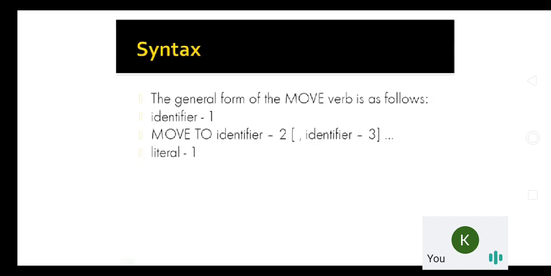This is the general syntax, or general form, that we have for MOVE: MOVE identifier 1 or literal 1 TO identifier 2, identifier 3. Using this MOVE TO verb, we move the value between identifiers, or from one identifier to another identifier. The identifier refers to the data name that you use within a particular statement. Literal means a constant value; any constant value that you use is referred to here as a literal.